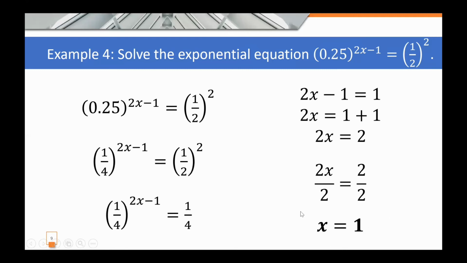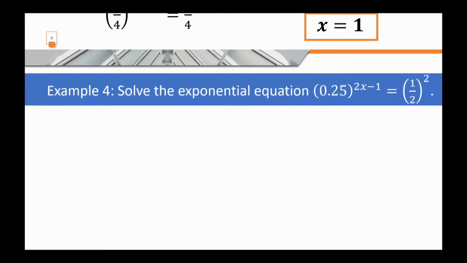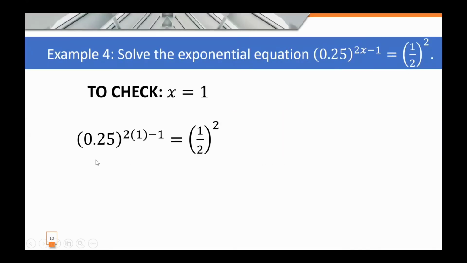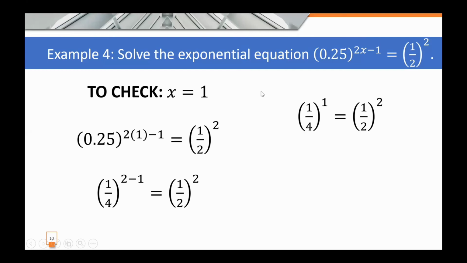For you to check whether the value of x is really 1, you can now substitute 1 to the given exponential equation. That is 0.25 raised to the quantity 2 times 1 minus 1, and then the right side of the equation. 2 times 1 is 2 minus 1, and then 2 minus 1 is 1. Copy the bases. 1/4 raised to 1 is 1/4. 1/2 raised to 2 is 1/4. This is correct. Therefore, x is equal to 1 given the exponential equation.